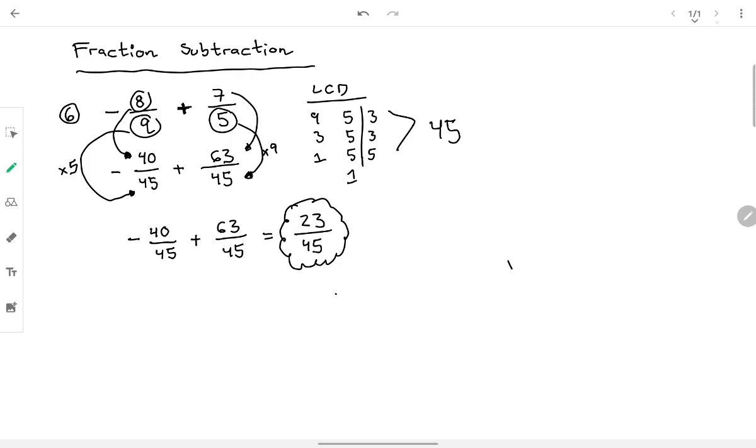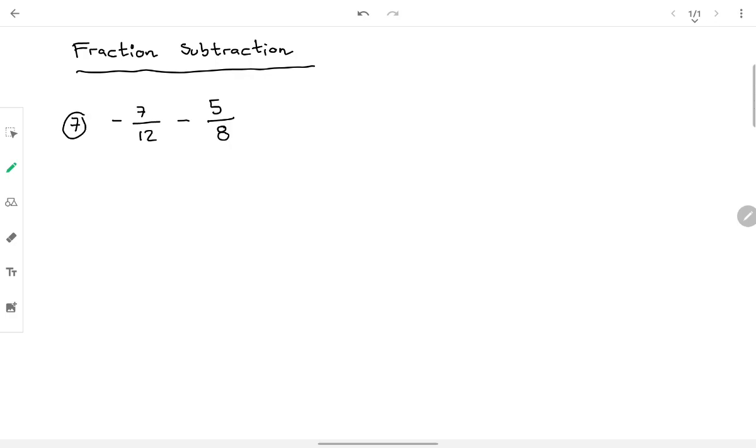Let's see some other example. What happens then when we have both fractions with the minus sign? It doesn't change the process. Let's see what we need to do. The process will be very similar. We need to find the least common denominator, in this case between 12 and 8. We can start dividing by 2. We will get 6 here and 4 here. We can continue dividing by 2. We will get 3 and 2. We can continue with 2. We will get 1 and 3.